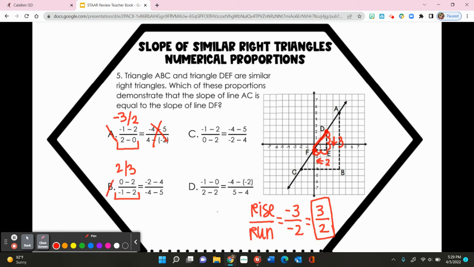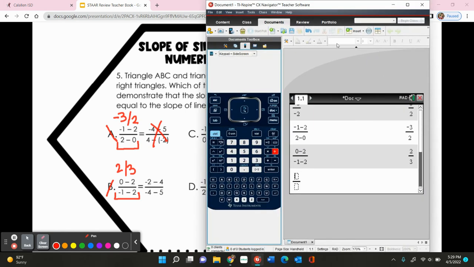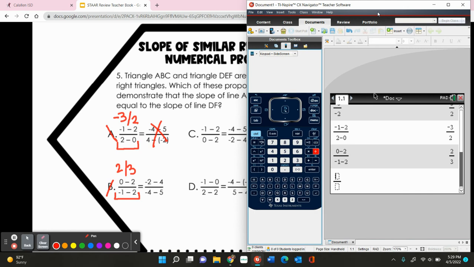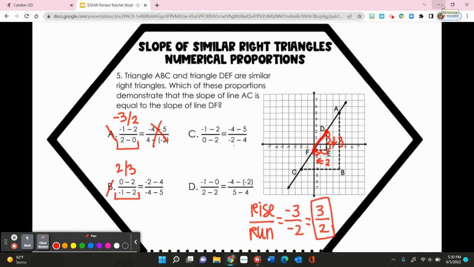Now let's go ahead and look at C. So looking at C, control divide to begin with. And on the top, we have -1 minus 2. And on the bottom, 0 minus 2. When we press enter, it returns back to us 3 over 2.